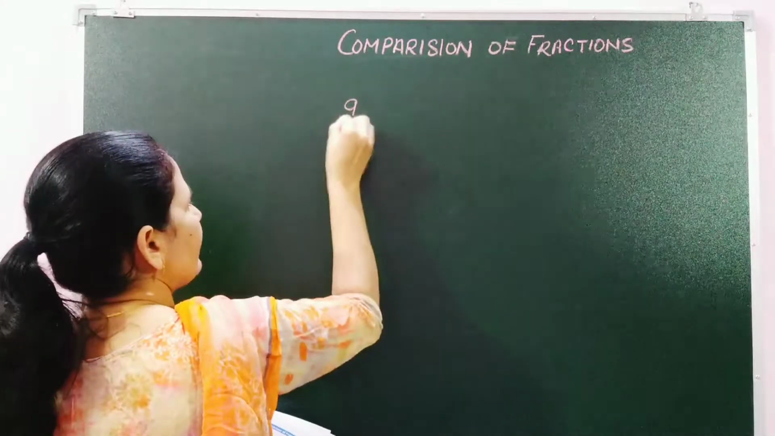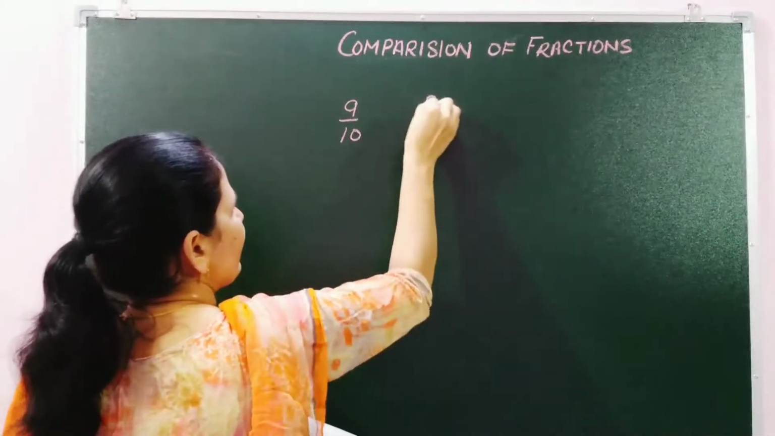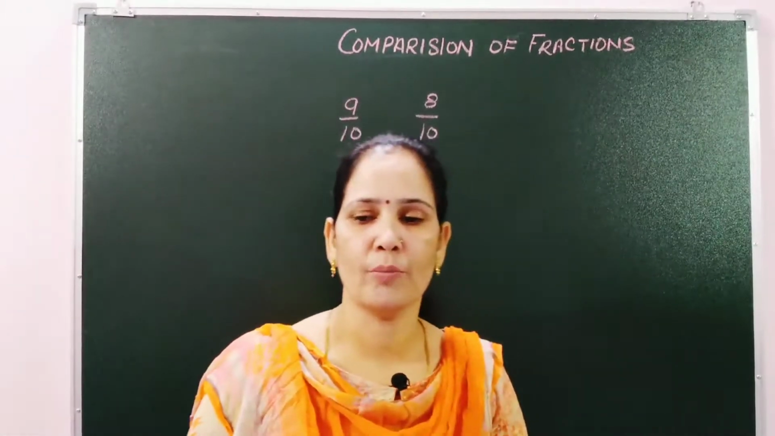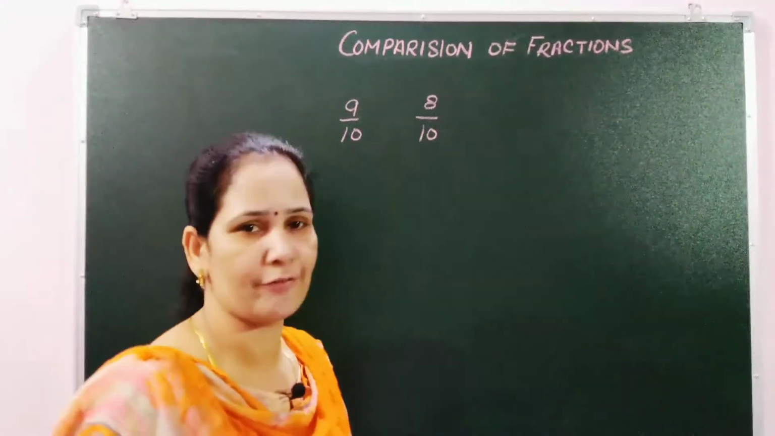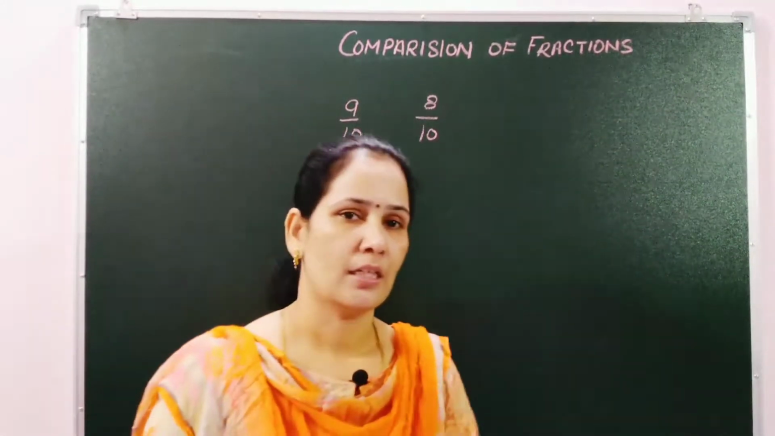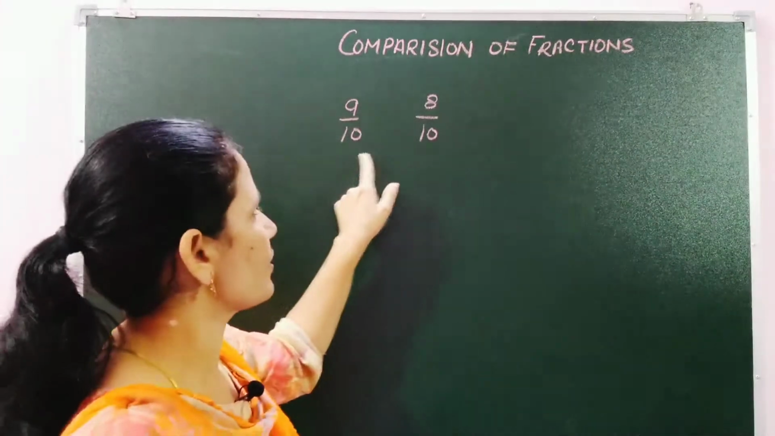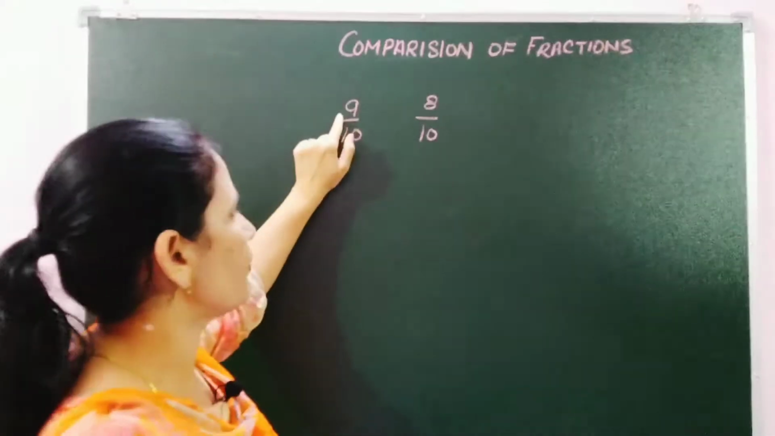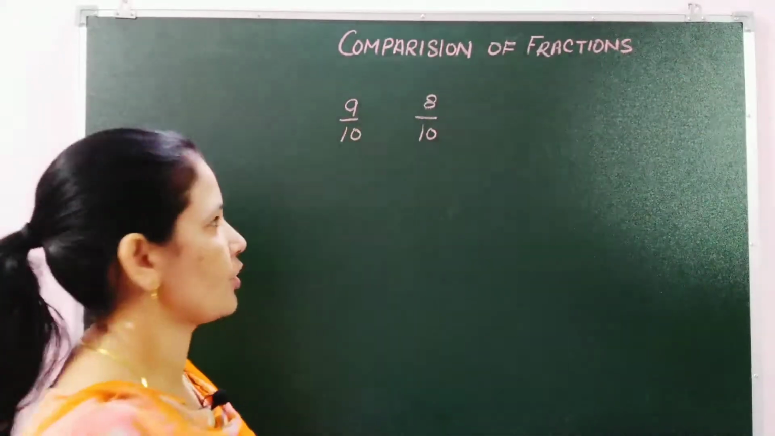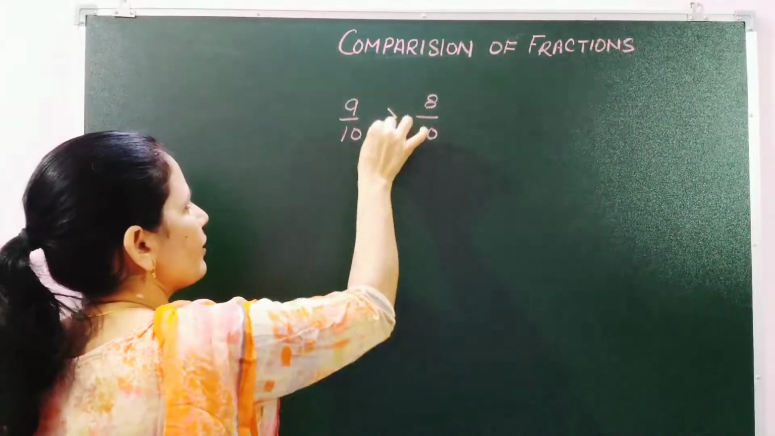Let's take one example. For example, we have to compare 9 by 10 and 8 by 10. So students, in this question we observe both denominators are 10. If the denominator is the same, that means the fractions are like fractions. So the first step is covered here only. Both fractions are like fractions, then compare the numerators. Big numerator, big fraction; small numerator, small fraction. So here the big fraction is 9 by 10.